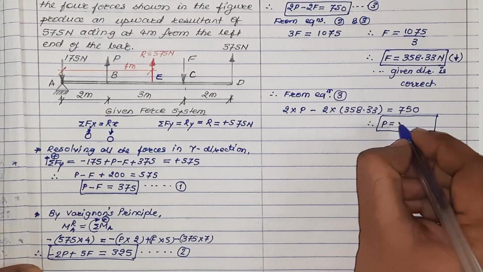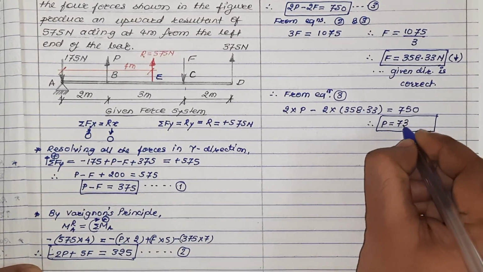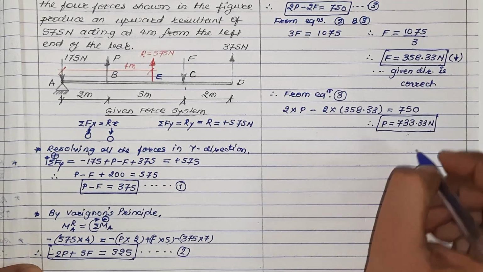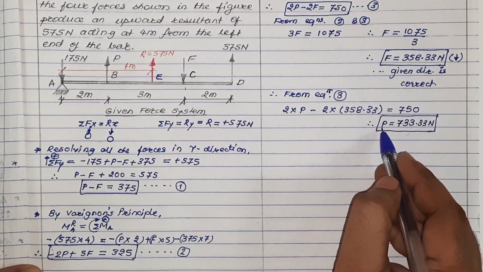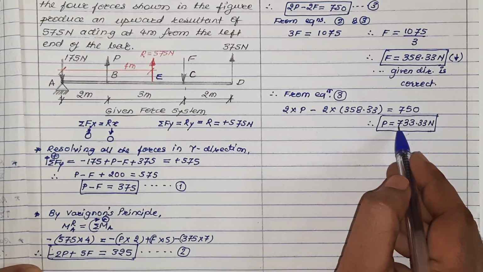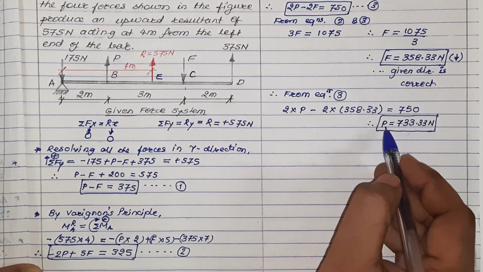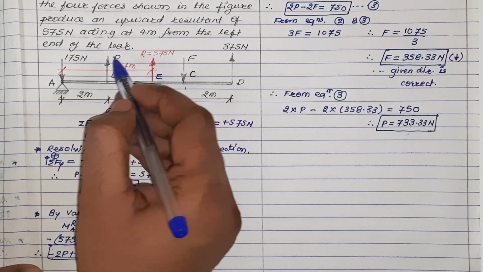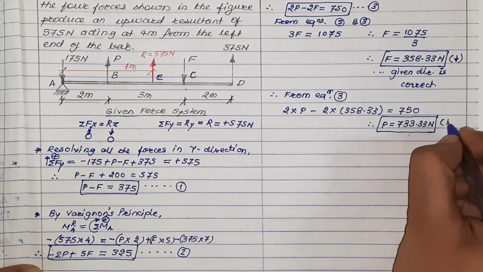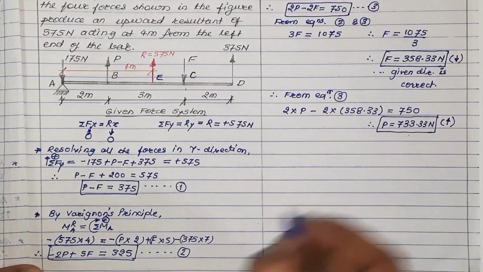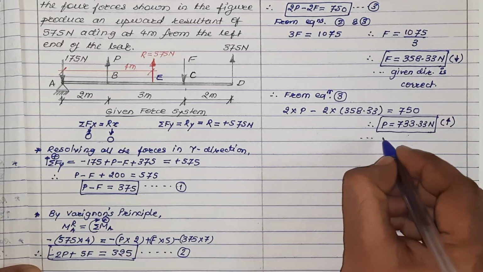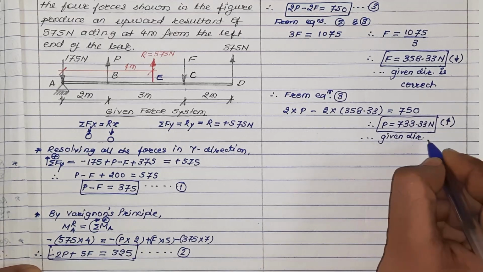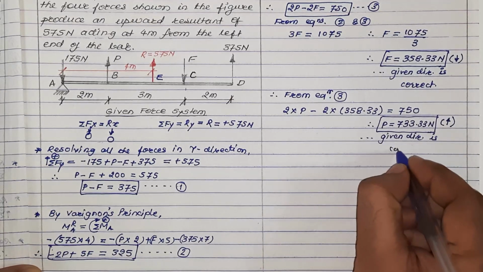The value of force P comes out to be 733.33 Newton. Here again, the magnitude of force P is positive. This calculation has been done according to the given direction, which was upward. Hence, the force P is upward. What does this mean? This means the given direction is correct.